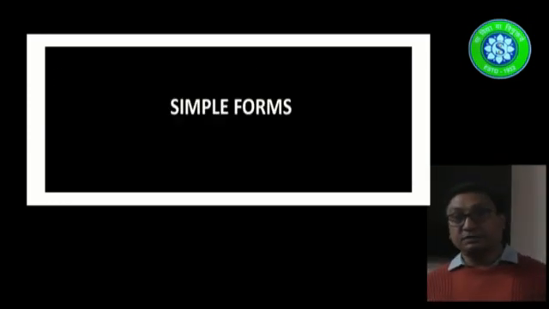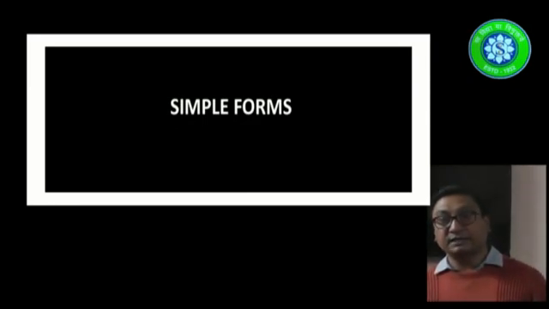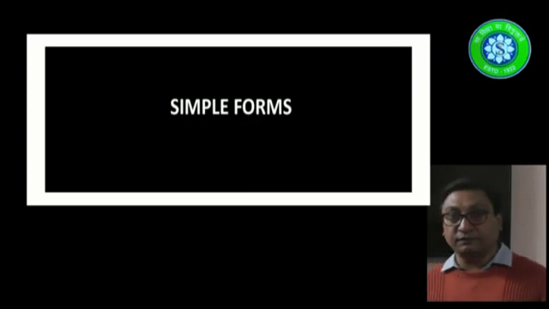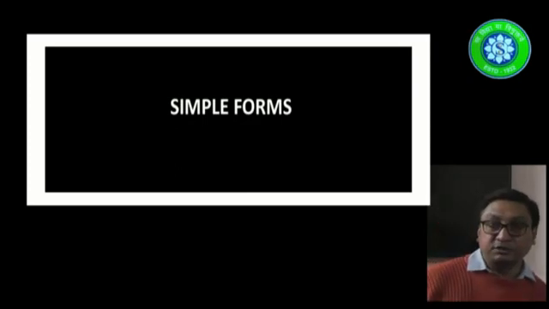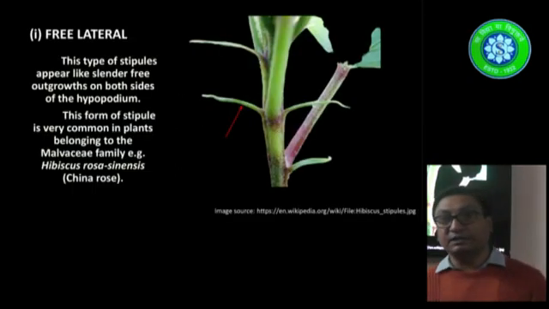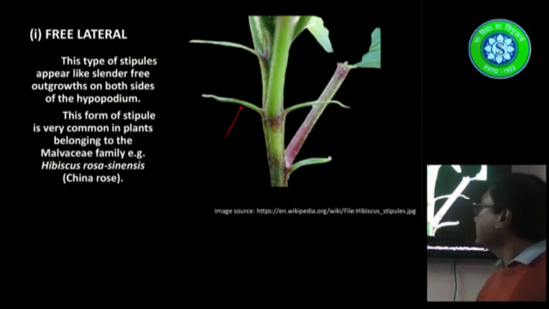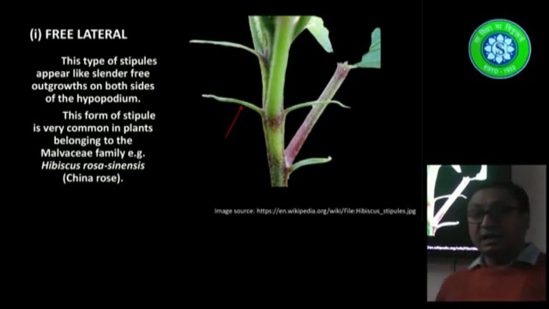Now, for the purpose of our understanding about the different forms of stipules, we can categorize them into simple forms and modified forms. In simple forms, the first and the simplest type that we have is the free lateral type. This type of stipules appear as slender free outgrowths on both sides of the hypopodia.